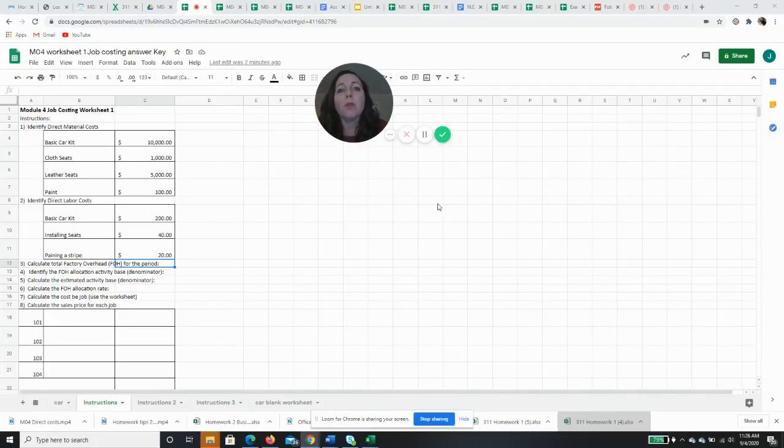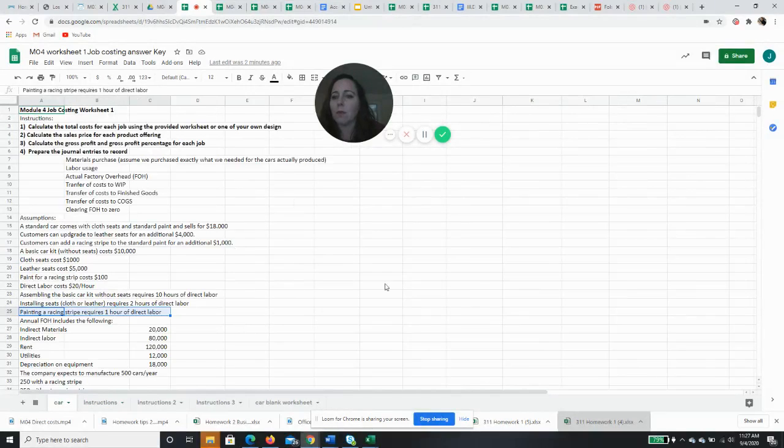Welcome back. We're still using our car example. In the last video, we identified our direct costs. Now we are going to figure out our fixed overhead allocation. Okay, so this next step is calculate the total factory overhead, not fixed overhead, sorry, for the period.